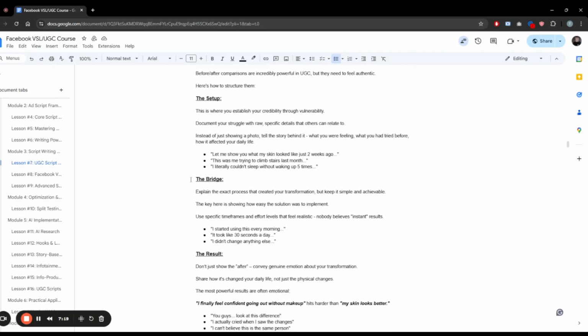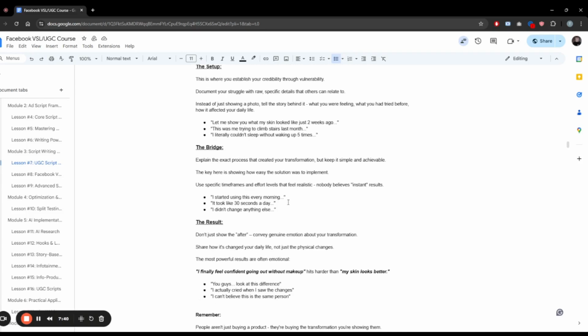Then you move on to the bridge, where you explain the exact process that created your transformation, but keep it simple and achievable. So the key here is showing how easy the solution was to implement, and you can use specific time frames and effort levels that feel realistic, because nobody feels instant results, so keep it real. So you can say, I started using this every morning. It took me 30 seconds a day. I didn't change anything else.